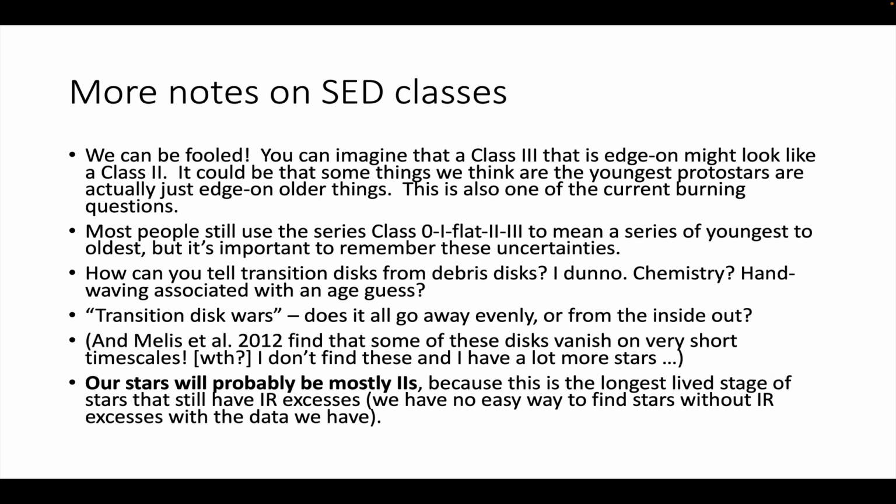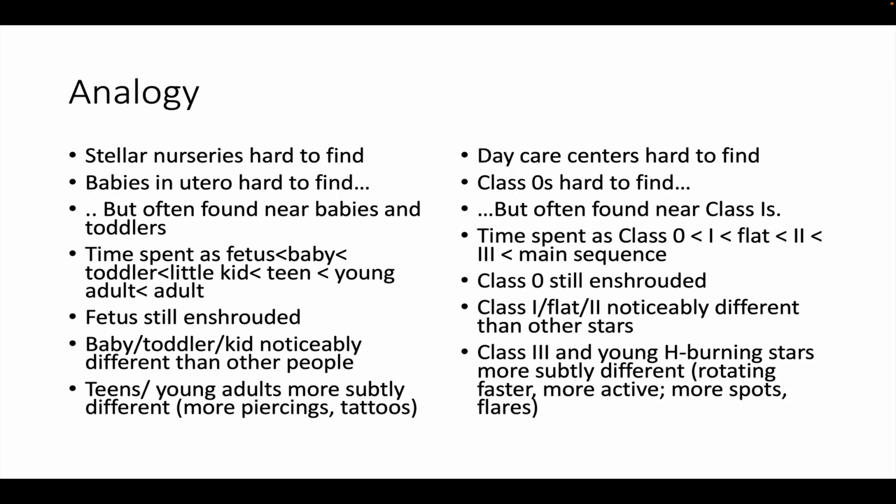For most of the stuff that we do in NITARP, most of the stars are probably going to be class 2s because it's the longest-lived stage of stars that still have an infrared excess. And we don't have an easy way to find stars without infrared excesses with the data that most NITARP teams work with. So this is an analogy that works better than it has really any right to.